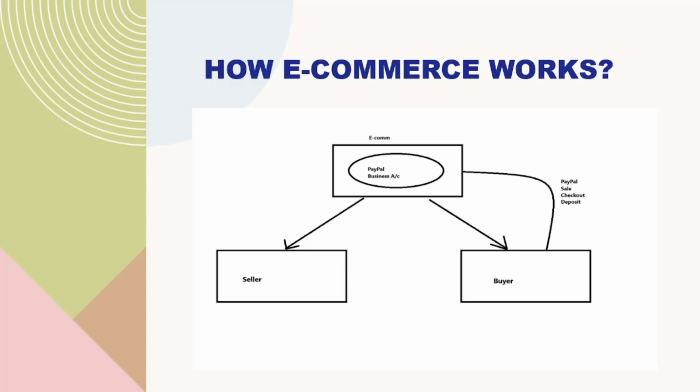Now, first of all, we have to know how e-commerce works. In this diagram, we can see three blocks of different processes: a seller, an e-commerce website, and a buyer. The seller is the one who sells goods and uploads them to the e-commerce website. A buyer can look at the products with the help of the e-commerce website.